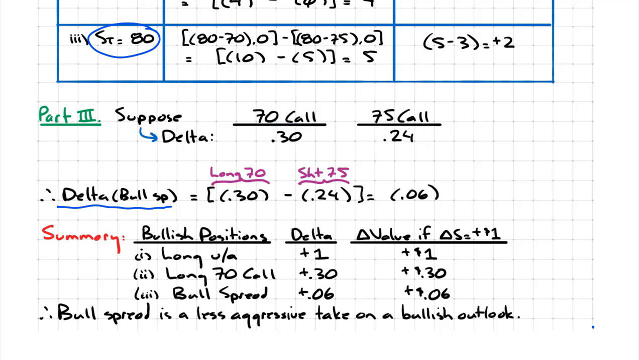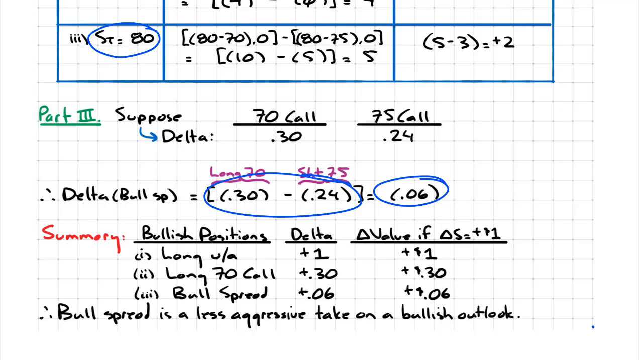So the way I like to do this is I'll just say, okay, well, what are the components of the bull spread? So we've got the long 70, it's right there, and notice it's long, so there's a positive in front. And for the 75, that's a short position, that's why I have the negative there. And I would just enter the delta for the 75 call. It's 0.24, and that's it. And then just combine them. So 0.3 minus 0.24 is 0.06.